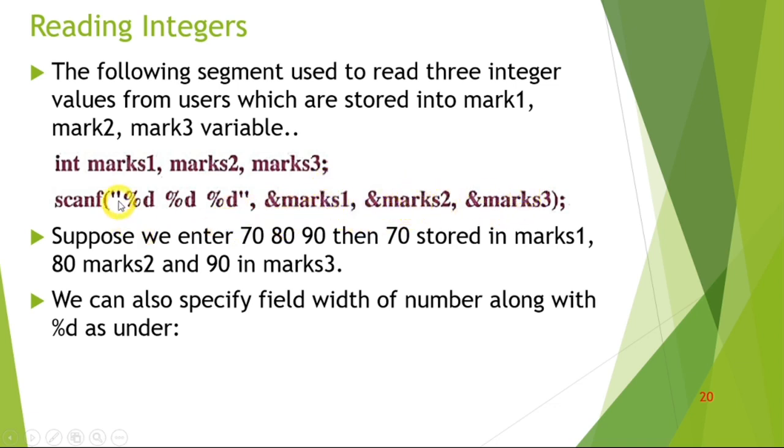So marks1 is stored in the first one, marks2 is stored in the second one and marks3 is stored in the third one. Suppose we enter 70, 80 and 90, then 70 is stored in marks1, 80 is stored in marks2, and 90 is stored in marks3. We can also specify the field width of the number along with the %d, as given on the next slide.